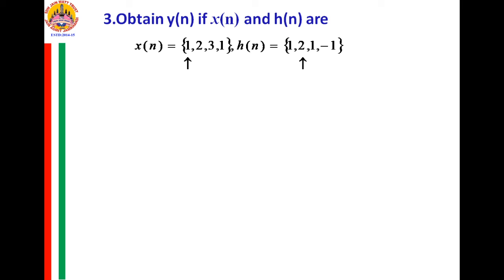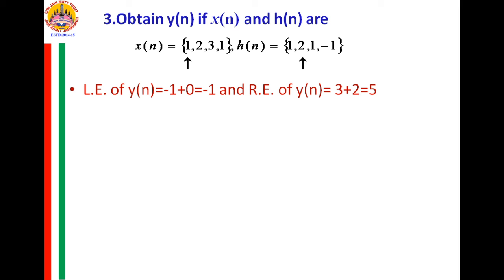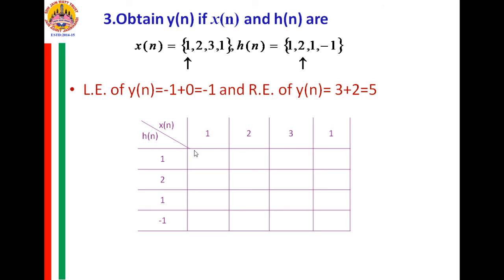So I hope that you have done it correctly. First let us write the right end and the left end of yn. The left end of yn is, hn starts from minus 1, xn from 0, so minus 1 plus 0 is minus 1, and the right end is, this is 3 and this is 2, so the right end is 5. So the total number of samples is 4 plus 4, 8 minus 1 is 7. 7 samples we require. So 5 plus 2 is 7. So in total 7 samples we need to calculate for yn.